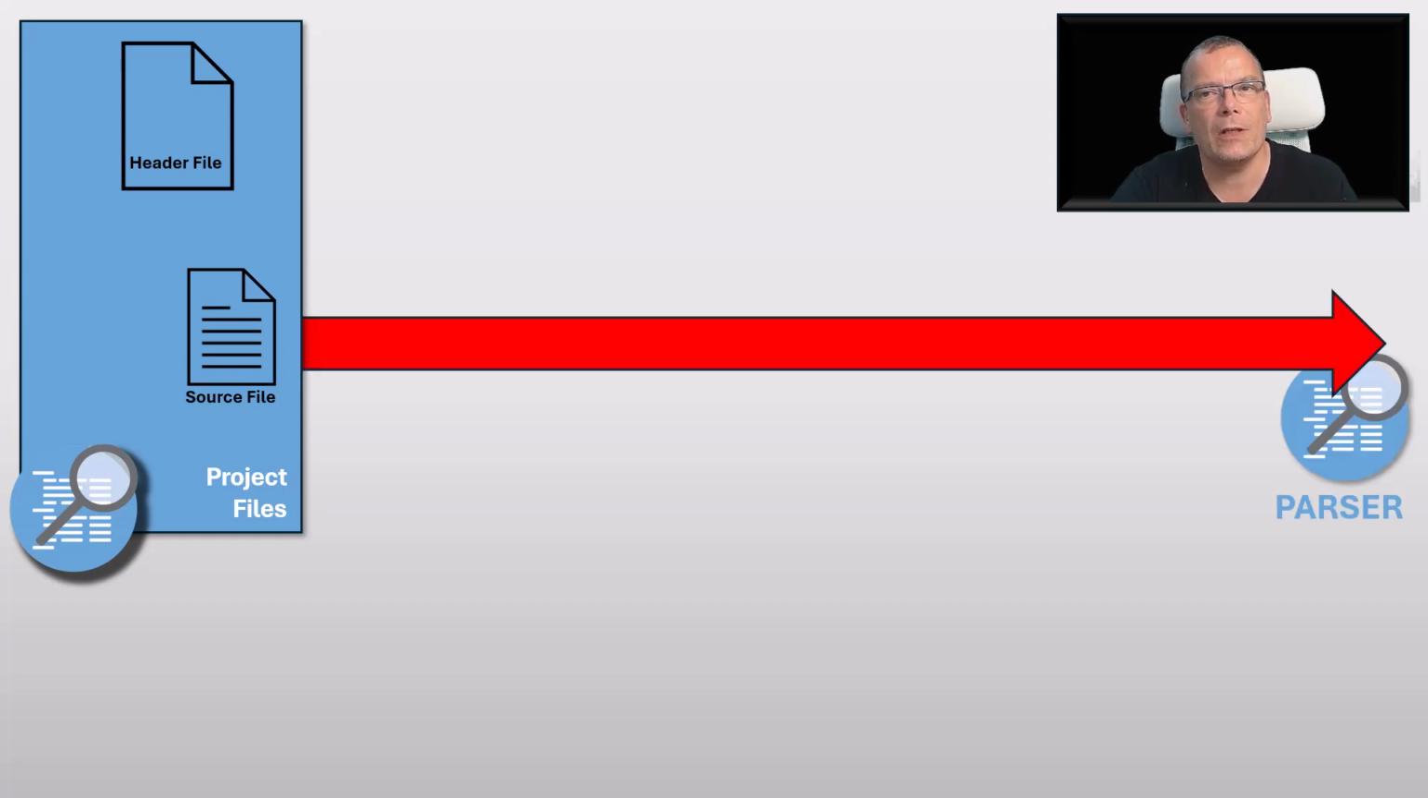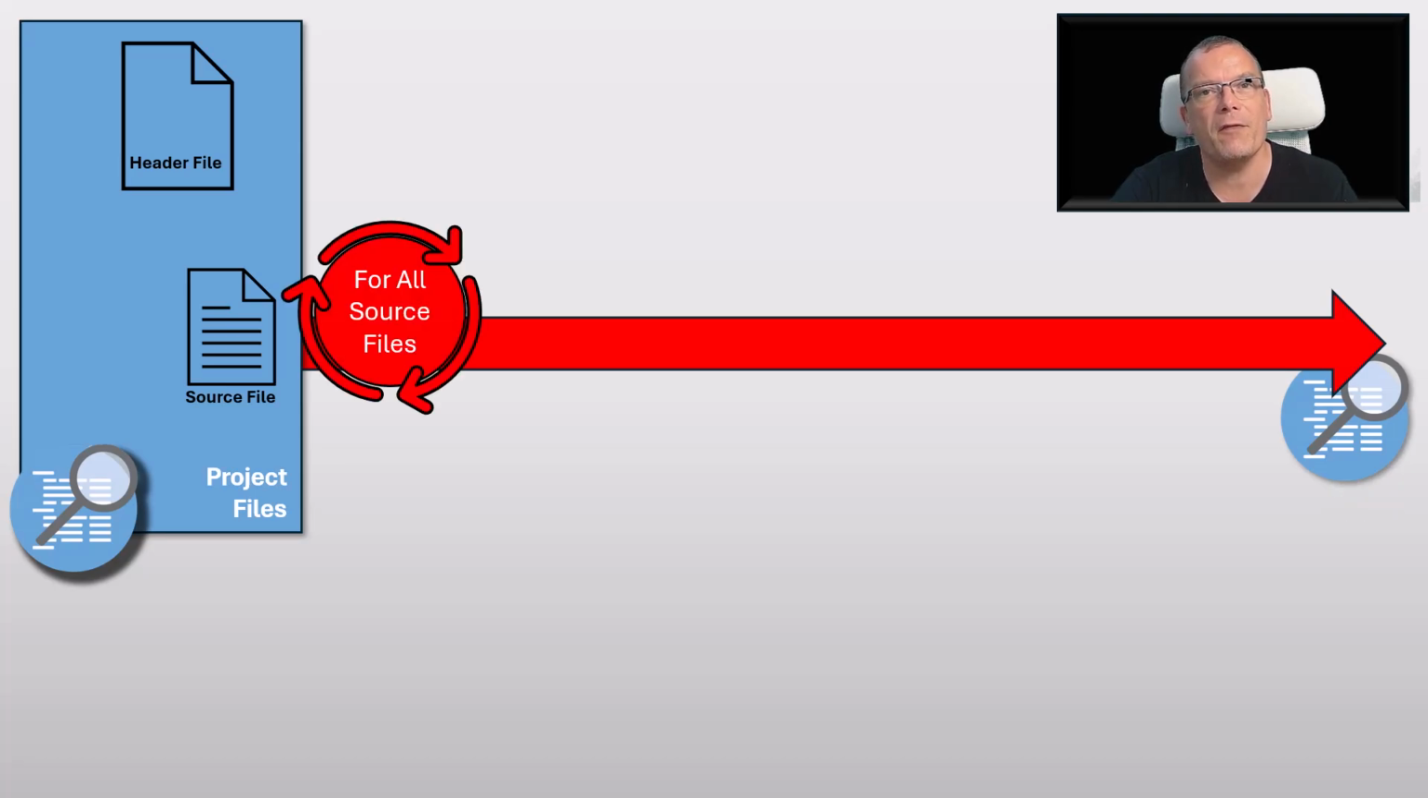And SciTools Understand is going to have a pipeline that processes all those files and feeds them to the parser. But in order to do that accurately, it will need to find some extra information. So Understand will first start by finding all the source files in your code. It's not going to touch the header files, the source files only. And then it's going to do the following one by one.